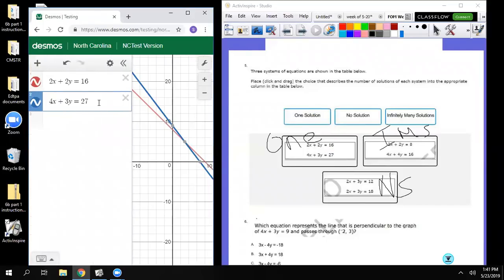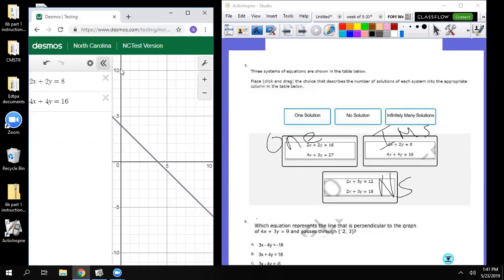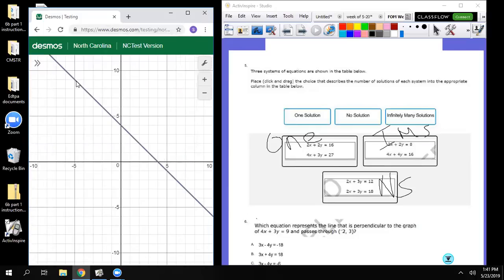All right, so then the next one we're going to look at is 2x plus 2y equals 8 here, and 4x plus 4y equals 16. So when we do that, we notice that it has mapped each of the lines one on top of the other. So that means that they share every single point imaginable, which makes them infinitely many solutions.